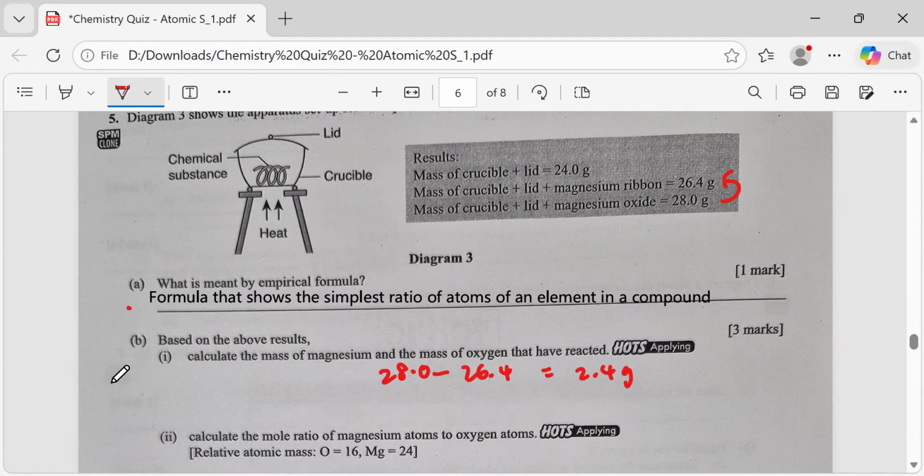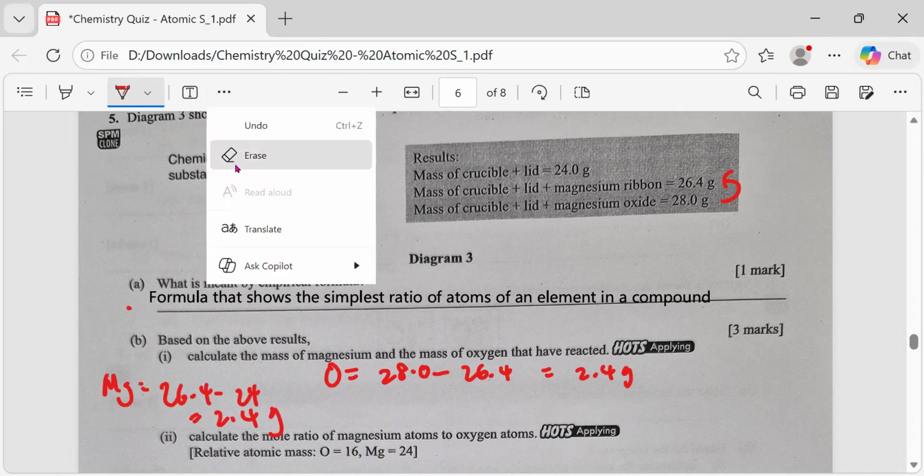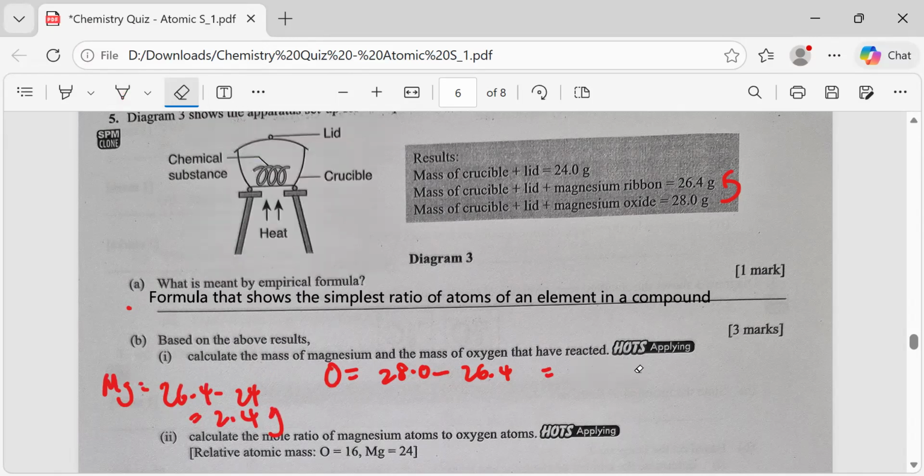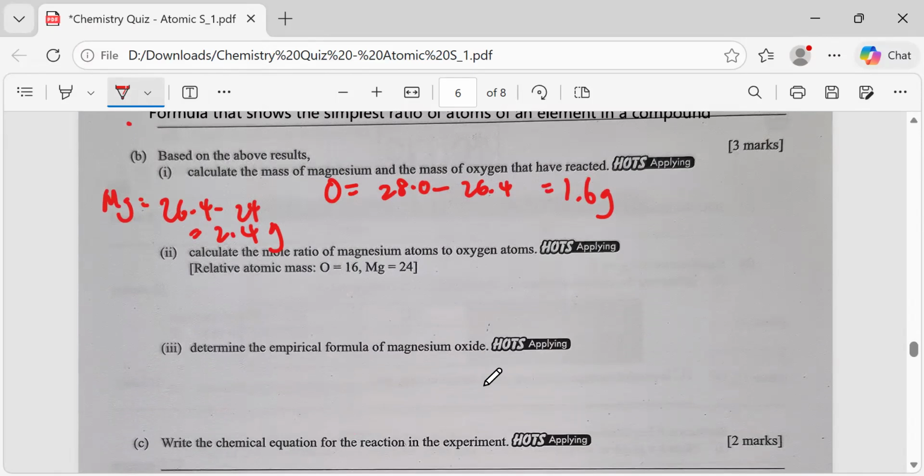Magnesium, this is oxygen. Magnesium is 26.4 minus 24. How much do you get? Is this also 2.4? Oh, 1.6. Do you get this? Yeah? Do you remember how to count?